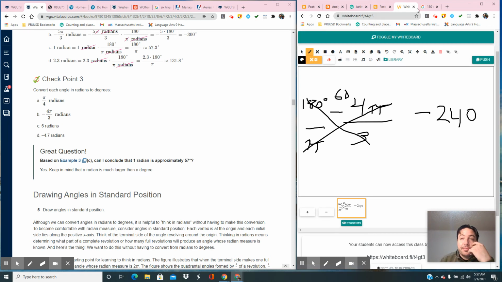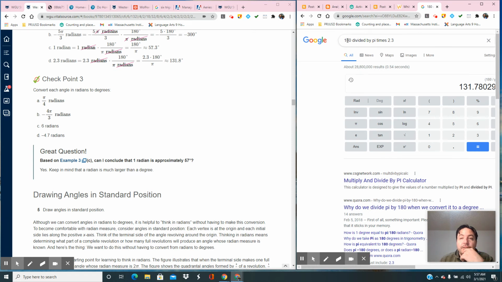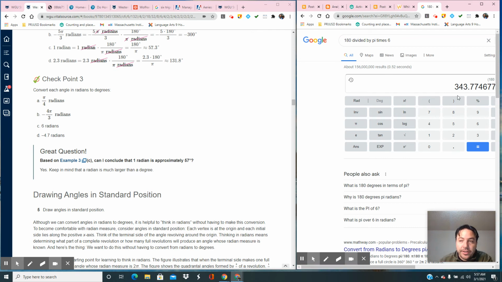So we want to get rid of the pi, and I'm not going to divide by pi in my head. So it's going to be 180 divided by pi times 6. And that's 343.78, right? Like I said, it was going to be close to 360. So even though I'm using the calculator, I'm having a sense in my head of the ballpark of where the answer should be.